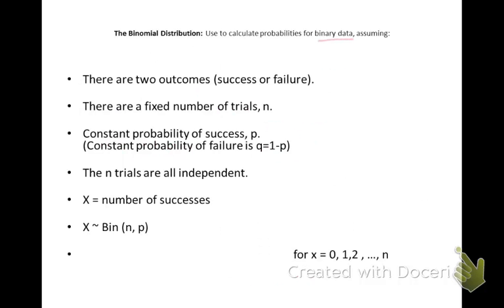Binary data are data consisting of two outcomes, or two potential responses, such as a yes or a no, or a success or failure. The way we calculate probability for binary data is with the binomial distribution.